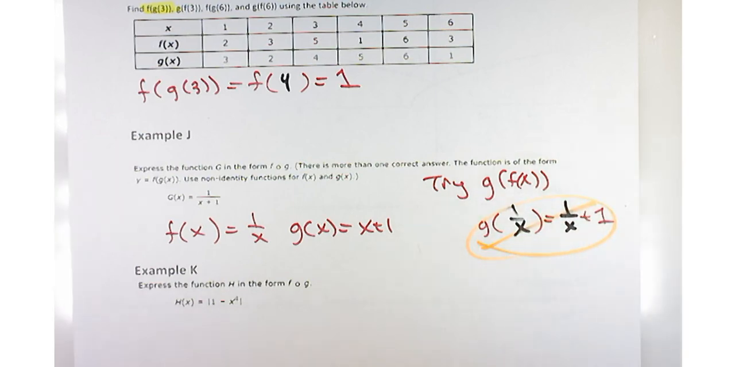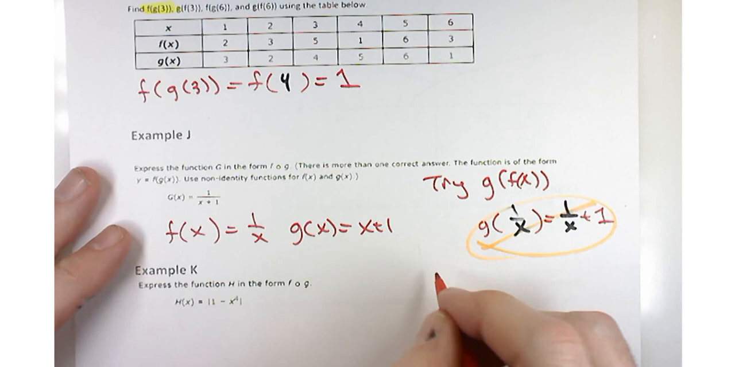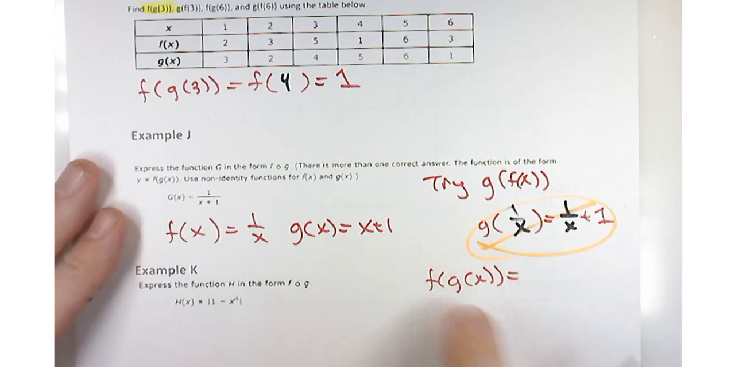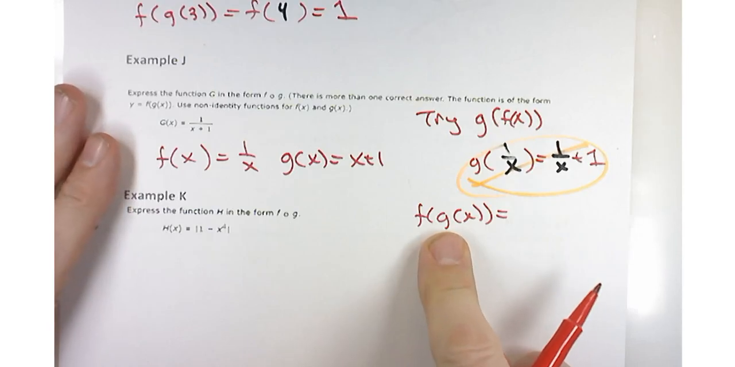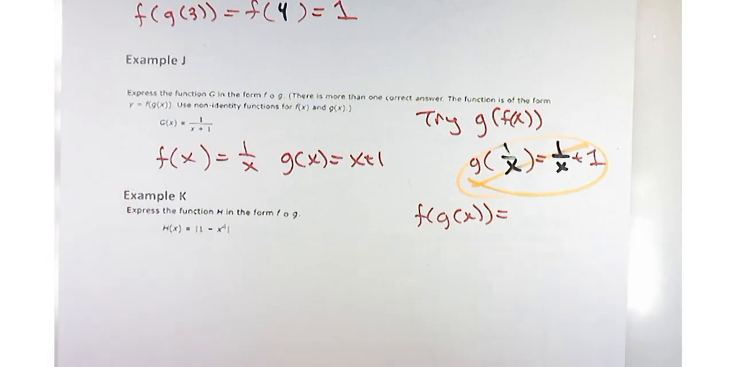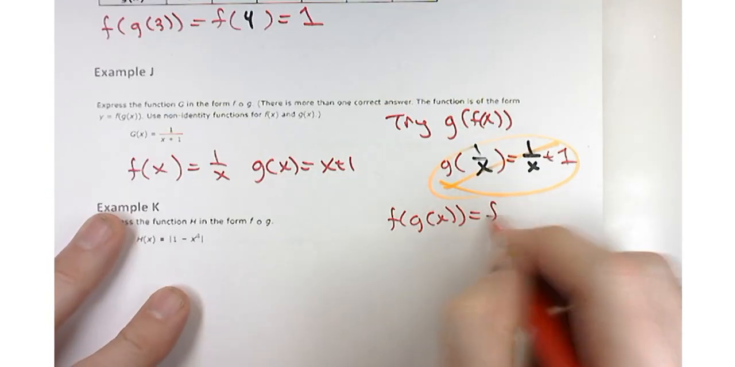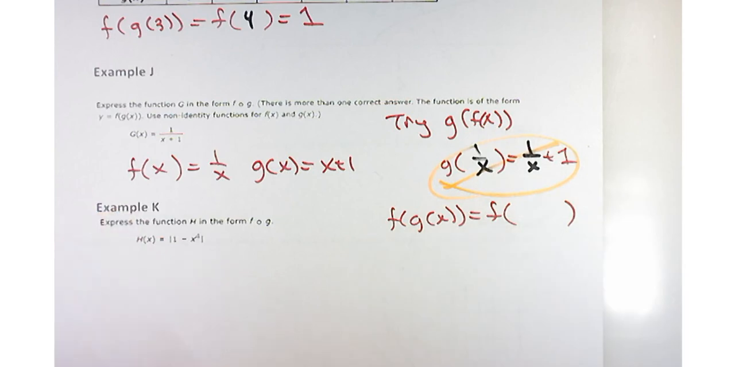So scratch that one. How about if we try it in the other direction? What if I did f of g of x? Start out with the middle function, or the inside term. G of x is equal to what? X plus 1. All right, so this is going to be f of x plus 1.